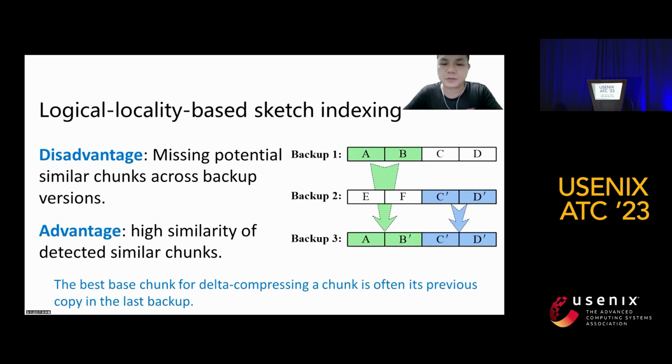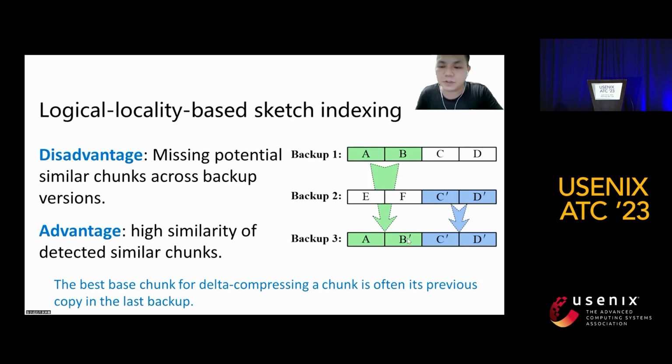The first category is logic locality-based indexing techniques. A disadvantage of this category of techniques is that they may miss potential similar chunks existing across backup versions. We provide an example to show how this problem may arise. Let's assume that the first two chunks in backup 3 inherit from backup 1, while the remaining two chunks inherit from backup 2.